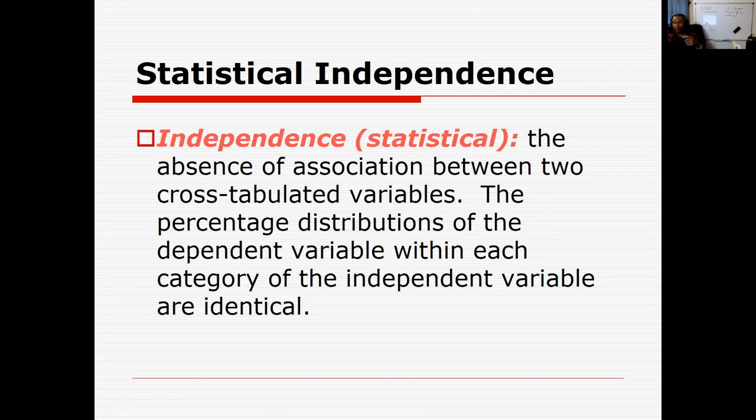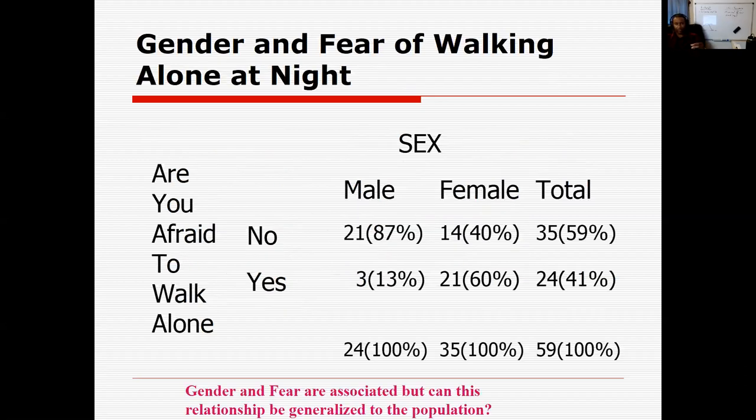So if we're saying two variables are statistically independent, we're saying the percentage distributions of the dependent variable within each category of the independent variable are identical. Again, this is a fancy way to say that the independent variable has no influence on the dependent variable, or the two variables don't influence or impact each other in any way. Now, if this were the case, and let's say that the crosstab we just looked at had statistically independent variables, then we wouldn't see 87% for males and 40% for females. These percentages would be identical.